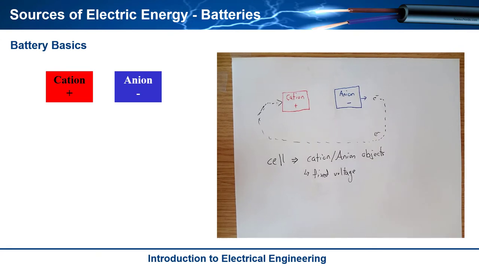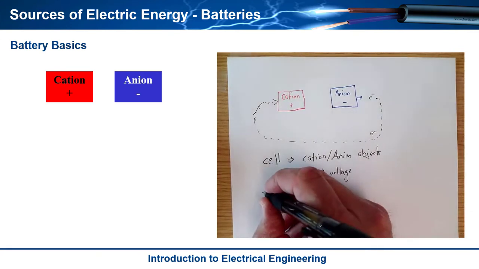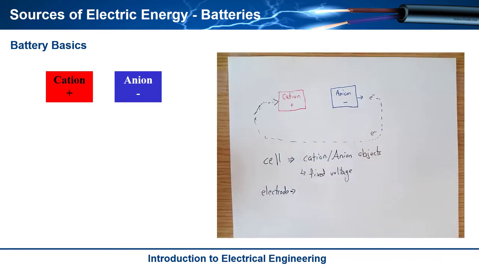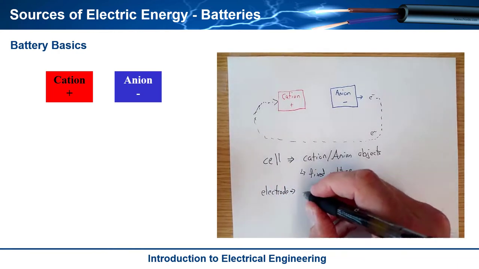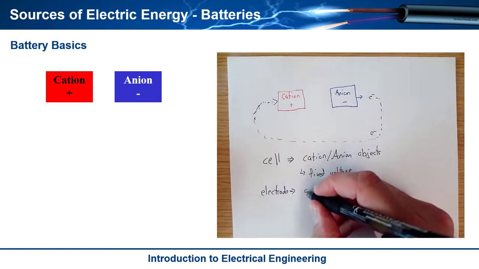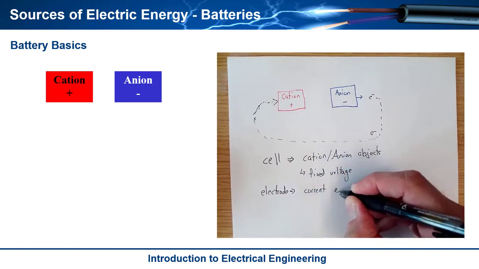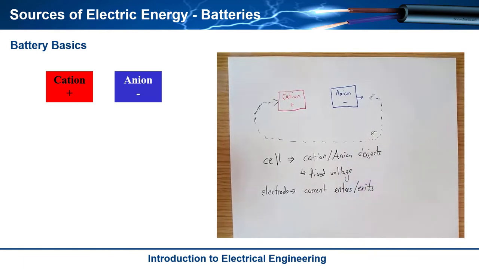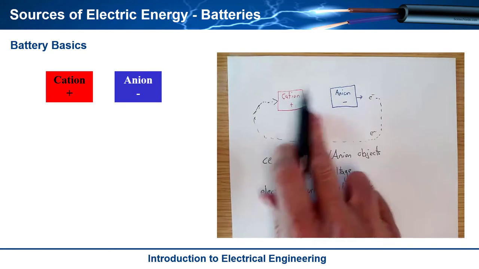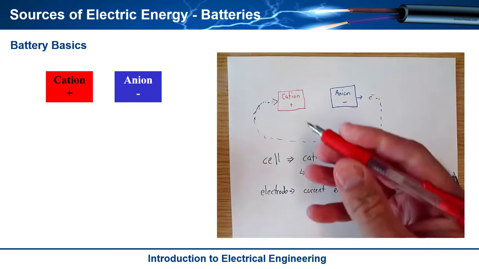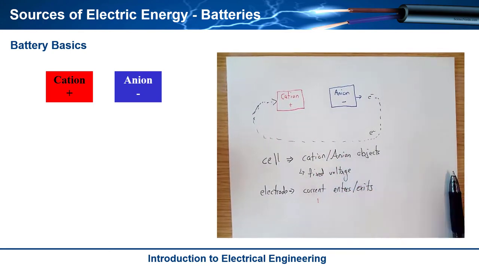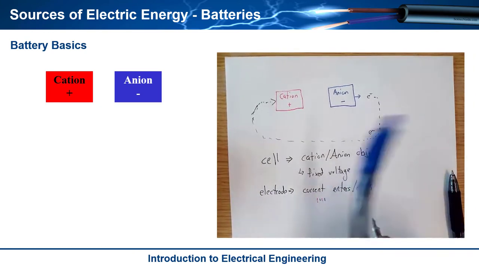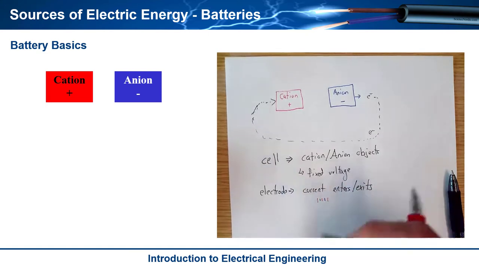Okay, another term that we want to define is what we call an electrode. The definition of electrode is where current enters or exits a device. So this is where current enters or exits. And even though we're just drawing one cell, this could potentially be a lot of different cells. So it could be like cation, anion, cation, anion, cation, anion.